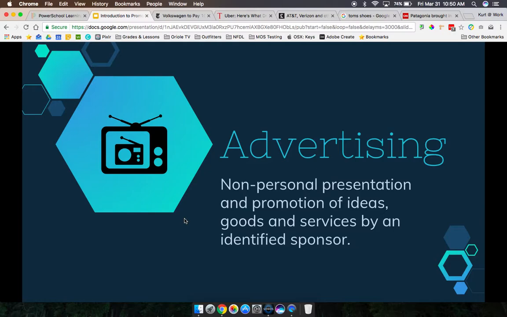It may also include some very famous things like Super Bowl commercials or events on the radio, but it's basically anything that's paid for and put out there to convince you to buy their products or to bring awareness to their business. Okay?